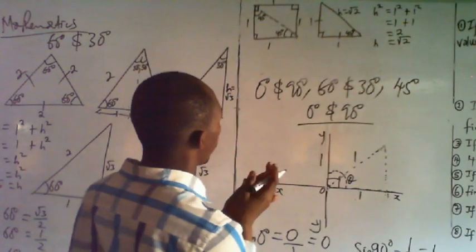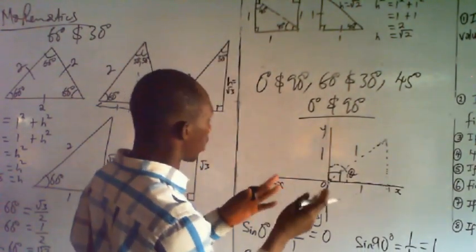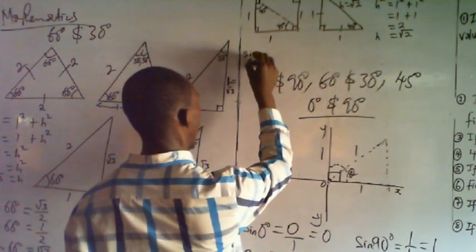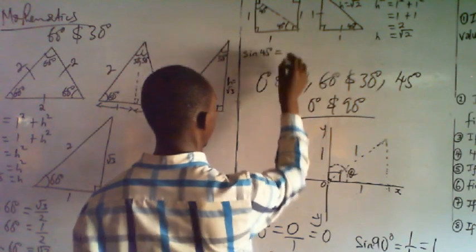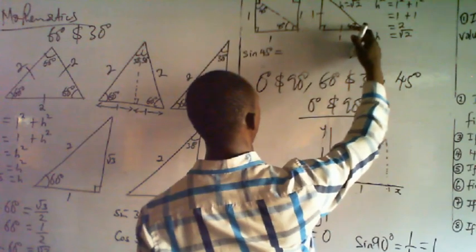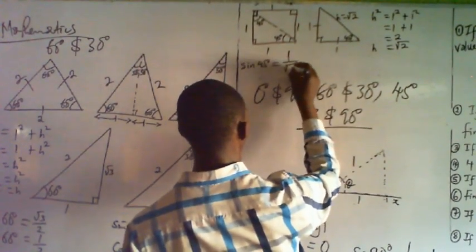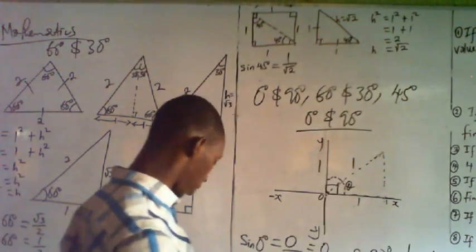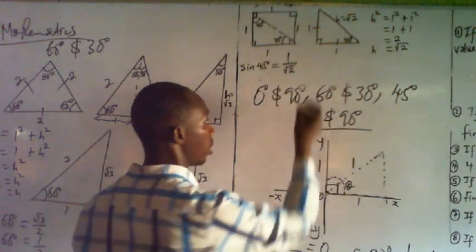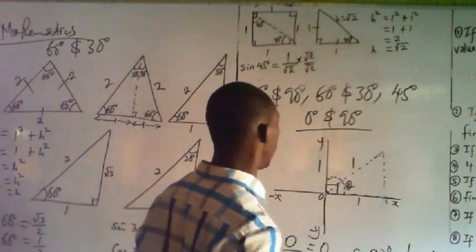From this, we can find the sine, cosine, and tangent of angle 45 degrees. Sine 45 degrees, this is 45 degrees, right? Very good. Opposite over hypotenuse, 1 over root 2. Remember we saw here that a root is not supposed to be in the denominator, so we rationalize by multiplying with root 2 over root 2, numerator and denominator.